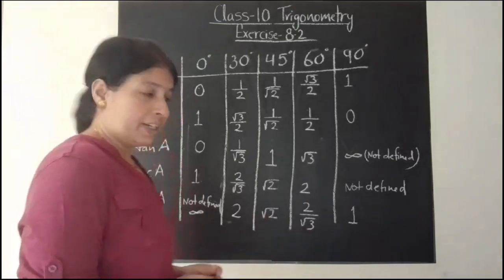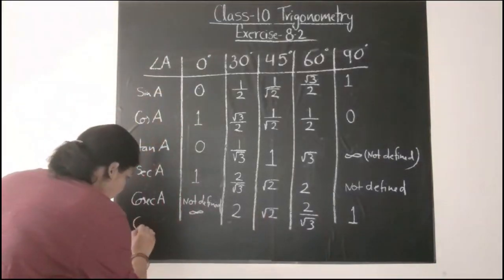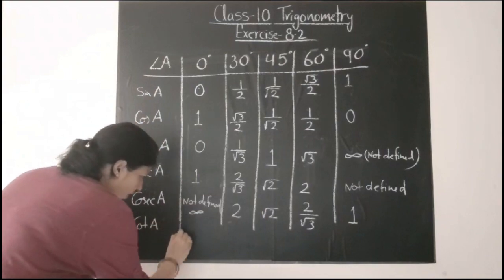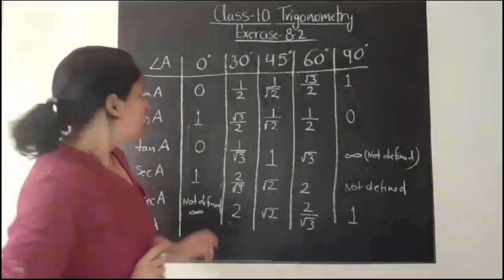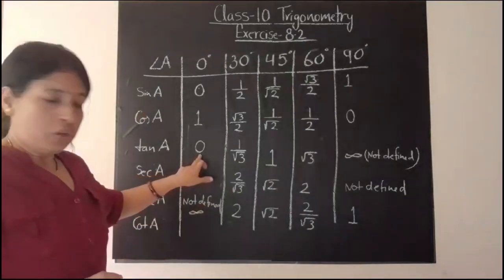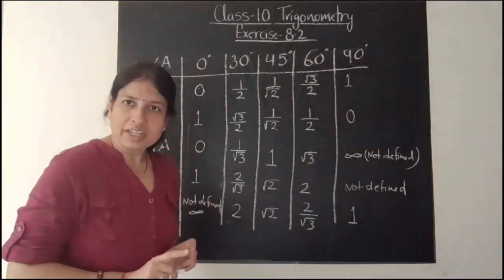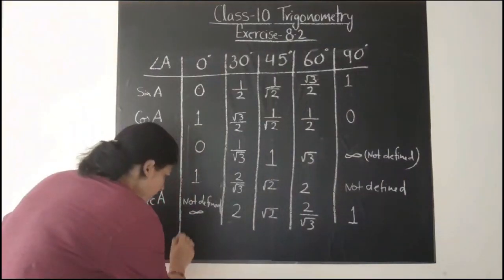Last one is cot A. Cot A is equal to 1 by tan A. Tan 0 is 0. So cot 0 will be 1 by 0. 1 by 0 is again not defined. So you can write here not defined.